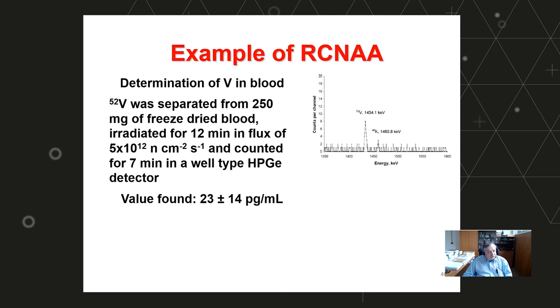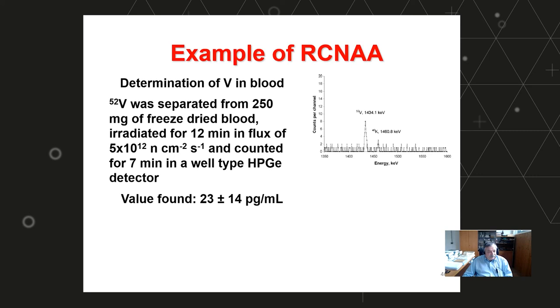So it is 23 picograms per milliliter. The uncertainty was very high. But at these very low levels, it is more important to get the order of magnitude rather than to have a small uncertainty. And you may see that the peak area was about 100 counts or something like that.